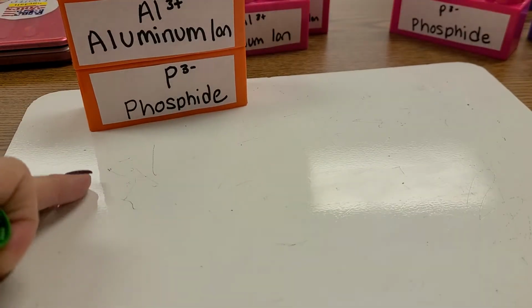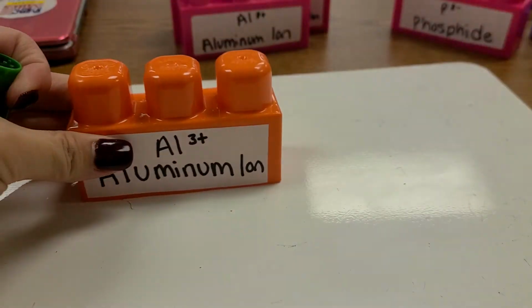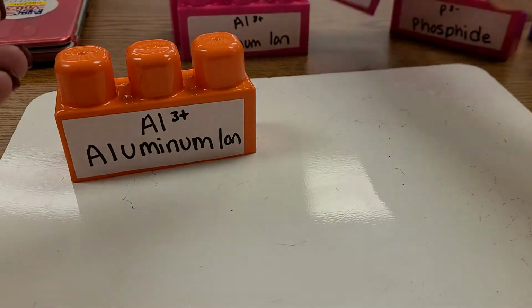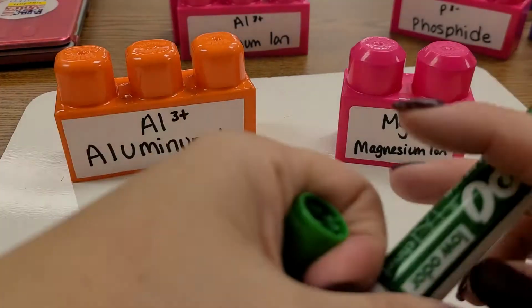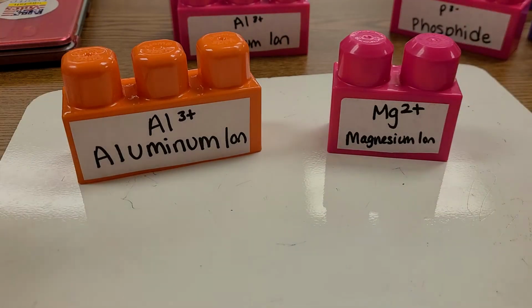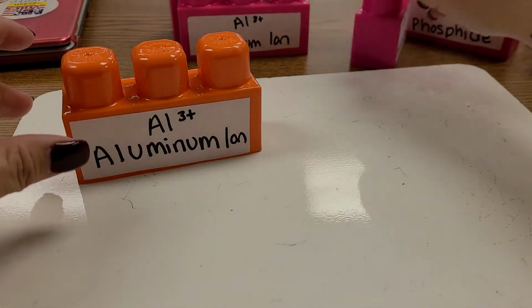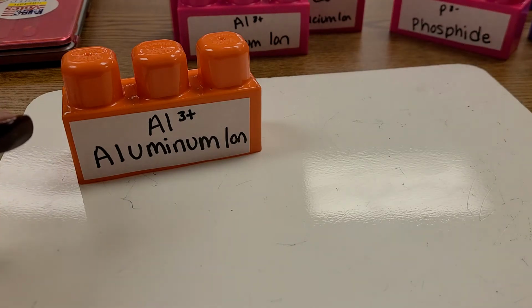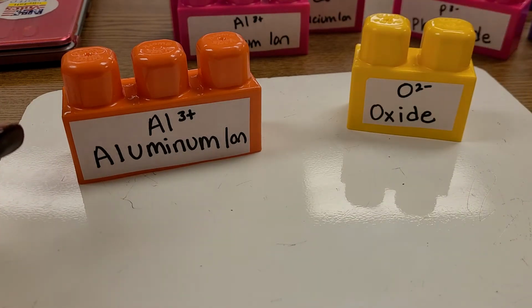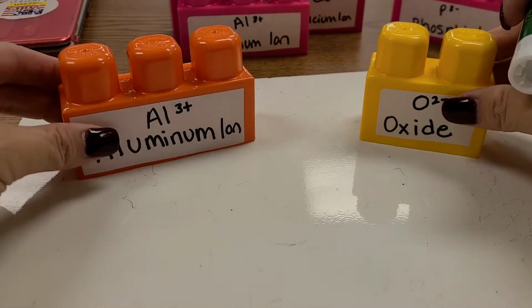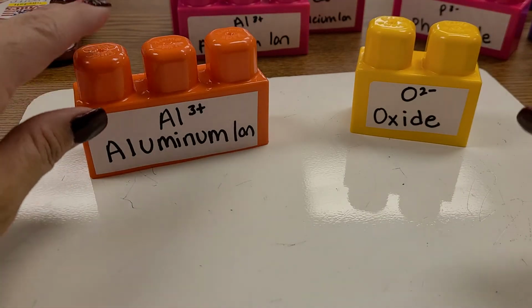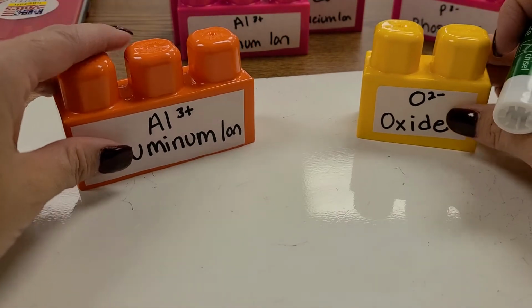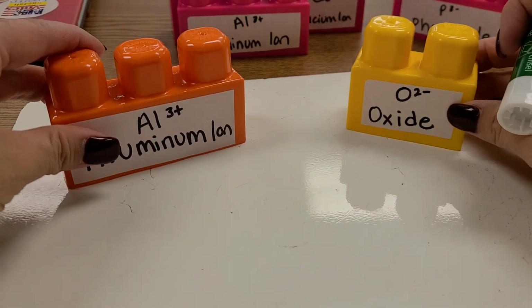So what if the charges were different? So if I have aluminum, but I have magnesium. So magnesium is a +2 charge. It's not going to work. Oxygen. Okay, so oxygen is a -2 charge. So notice how it didn't work with the magnesium, because you can't have 2 pluses. It has to be a plus and a minus.